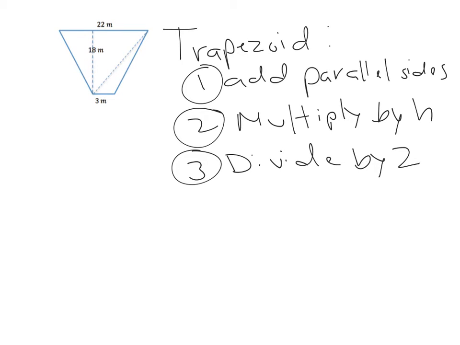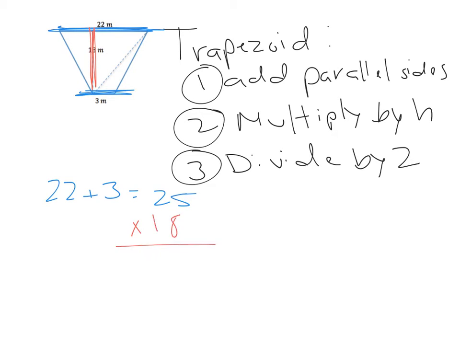Okay, so if we look at that, starting with step 1, the 2 parallel sides are 3 inside. That's a length of 22. So we do 22 plus 3 for the first step. That equals 25. Then you multiply by the height. The height is 18 in this case, so you multiply by 18. 8 times 5 is 40. 8 times 2 is 16, plus 4 is 20. 1 times 5 is 5. 1 times 2, so you get 450.